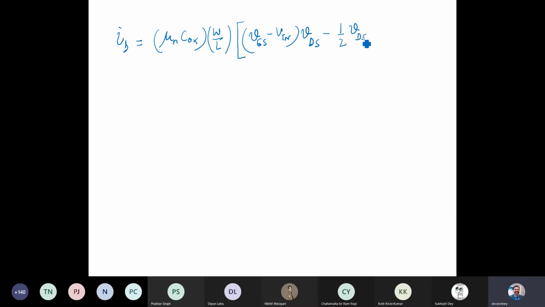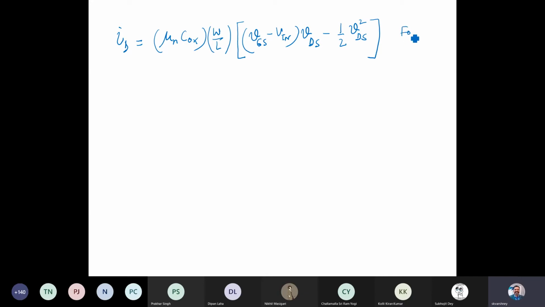So it is available. What we get here is the drain current ID, which comes to mu n Cox W by L, times VGS minus VTN times VDS, minus half VDS square. Right, this is basically for your non-saturation region.